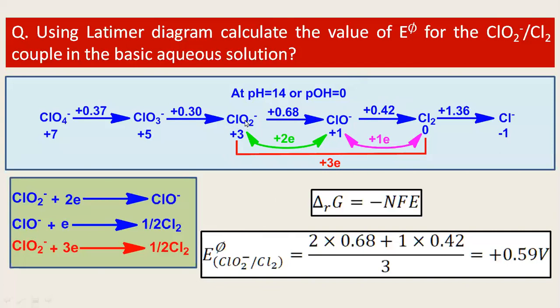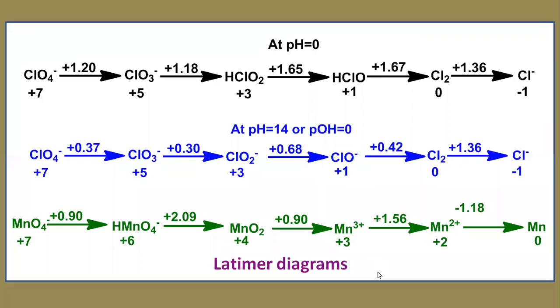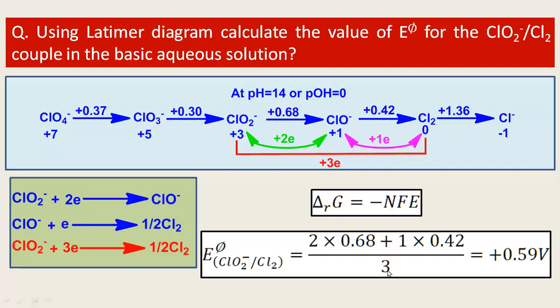First you see this step. How many electrons are involved? 2 electrons involved. So what is the potential? 0.63. Once it is done, next from here to here, how many electrons are involved? 1 electron. What is the potential? 0.42. And for the total, for the main reaction, how many electrons are involved? 3 electrons are involved. So just do the calculation with the calculator and you'll get 0.59 volts.